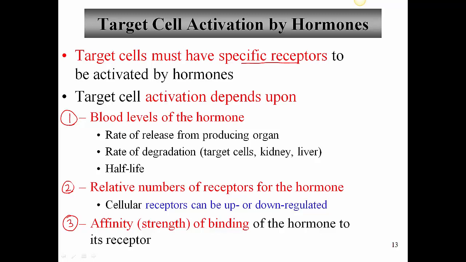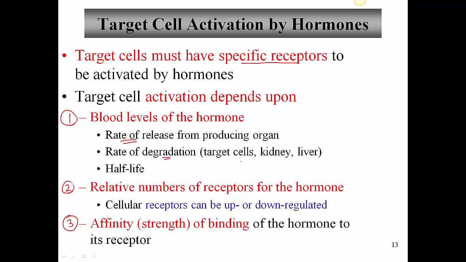Let's talk a little bit about blood levels of the hormone. The hormones are released by an endocrine organ, and the rate of release from an endocrine organ can vary. There are some circumstances in the body where the rate of hormone release is elevated. There are some circumstances where the rate of release is decreased. So the rate of release will determine the blood levels of the hormone.